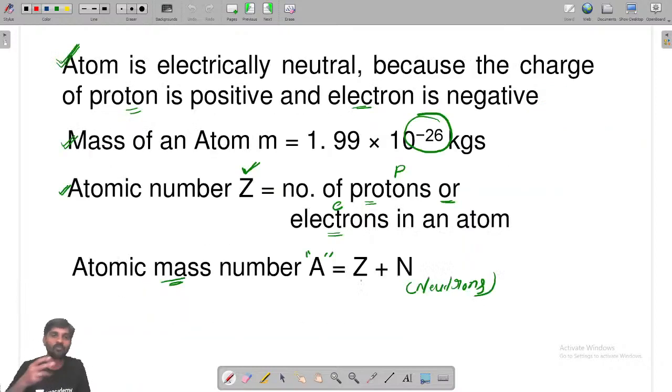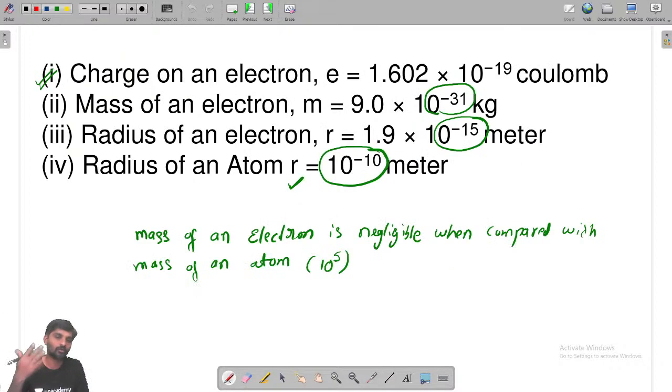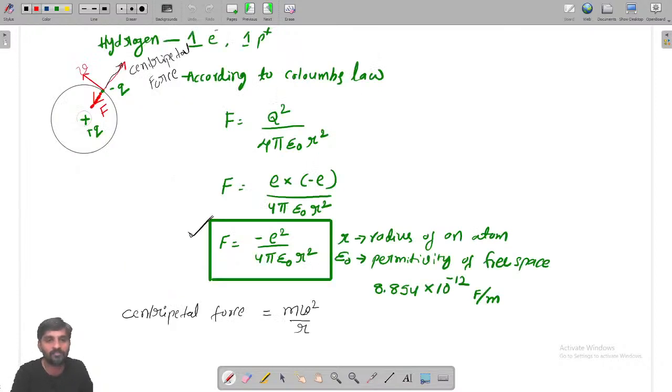So we have discussed what is the atomic number, what is the atomic mass number, and what is the mass of an electron, everything. Just for the sake of those who are attending for the first time, I am rewinding. So the charge of an electron and mass of an electron we discussed, and then we started discussing about this.